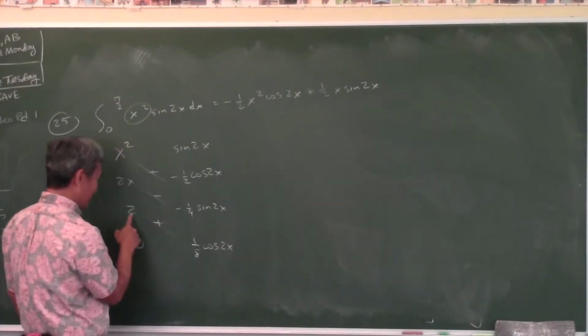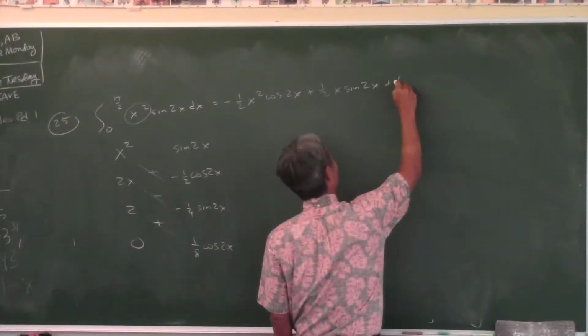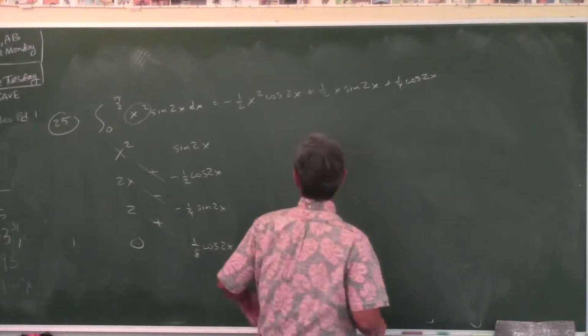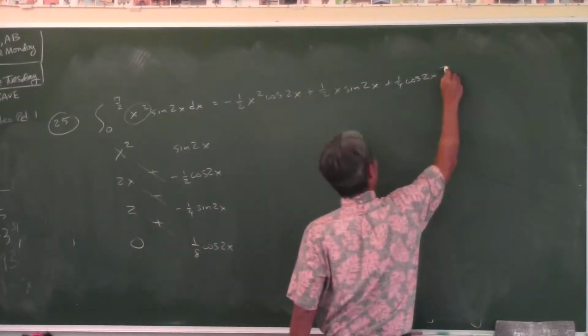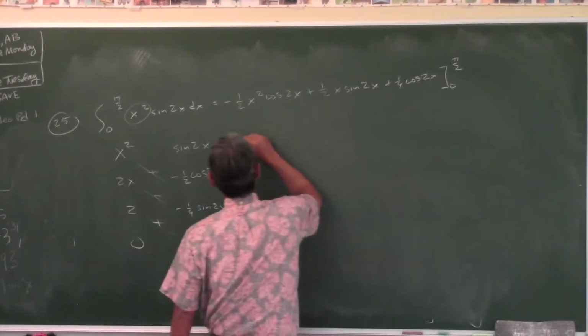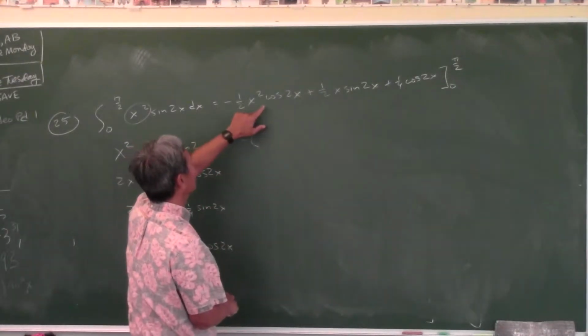And then the last term is this times positive 1. Plus 1/4 cosine 2x. Now, do I need to put the plus c? No, because this is a definite integral. The c's are going to cancel out, so you go 0 to pi over 2. So now, plug in the top number. What happens when I plug in pi over 2 here?